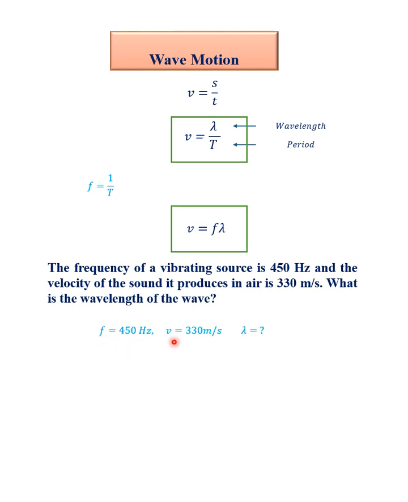We have frequency, speed, and wavelength. Which of these two formulas accommodates these three parameters? Obviously, it's this, so let's use this. V equals f lambda. We are looking for lambda, the wavelength, so we divide both sides by frequency. That gives us lambda equals V all over f. Putting the values, we have 330 as the speed divided by 450, the frequency, and that gives us 0.73 meters. So this is the wavelength of this sound wave. Now you see it is very simple.